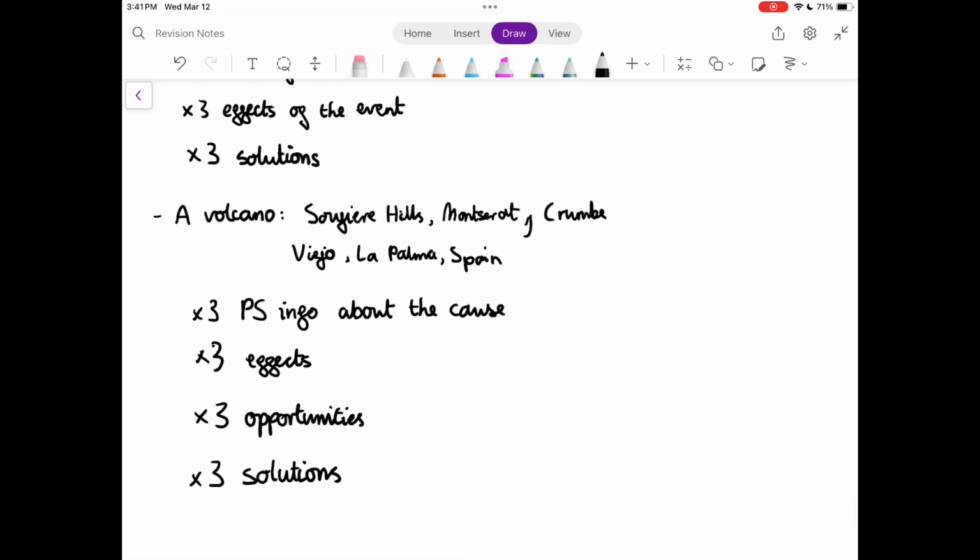So you also need to know an example of a volcano, and you need to know the place-specific information about the plate boundaries, so the cause. 3 effects of the volcanic eruption. You should also know 3 opportunities that living near that specific volcano can provide for people living there. And you also should know 3 solutions to combat the effect of a volcanic eruption.